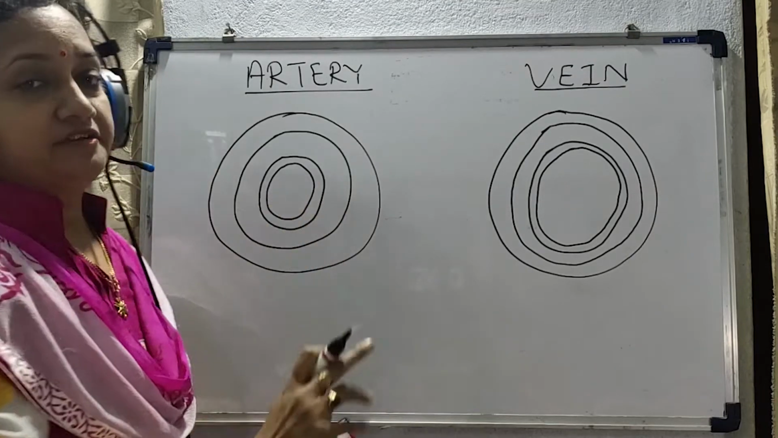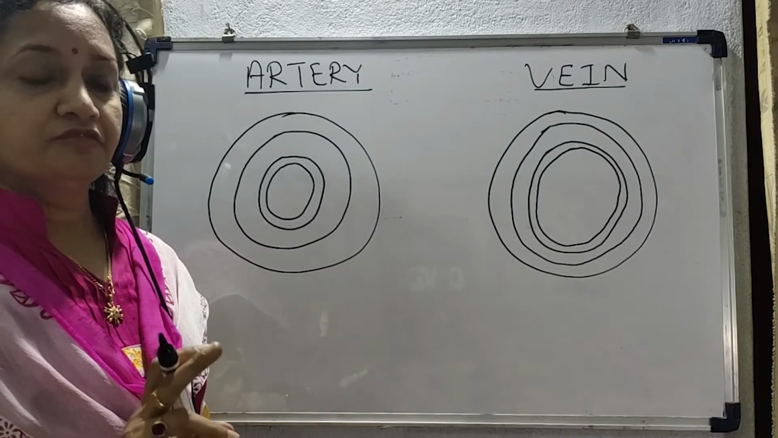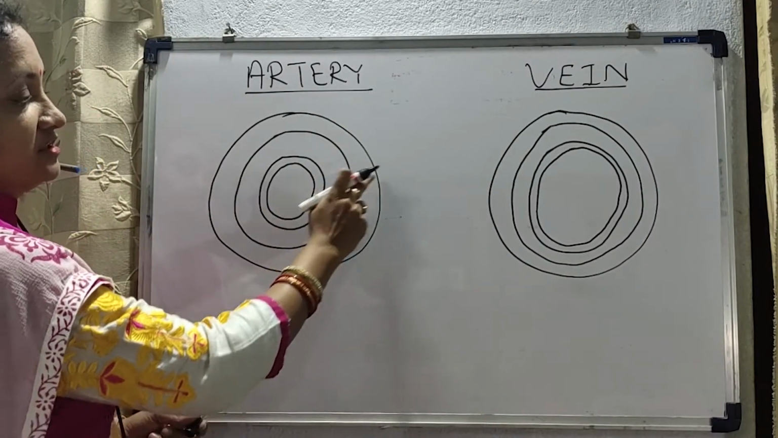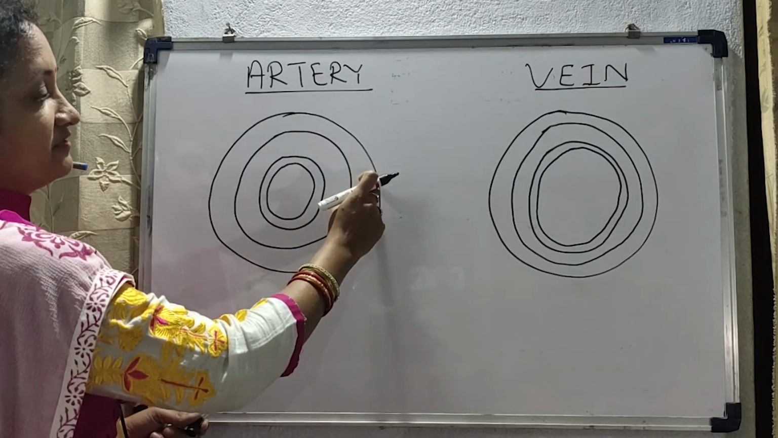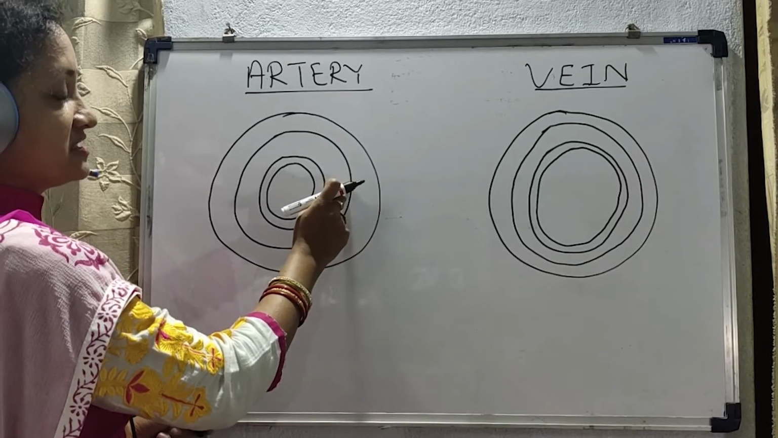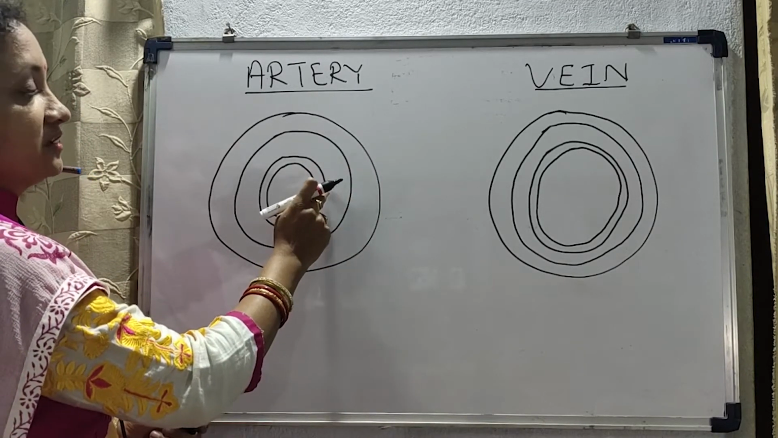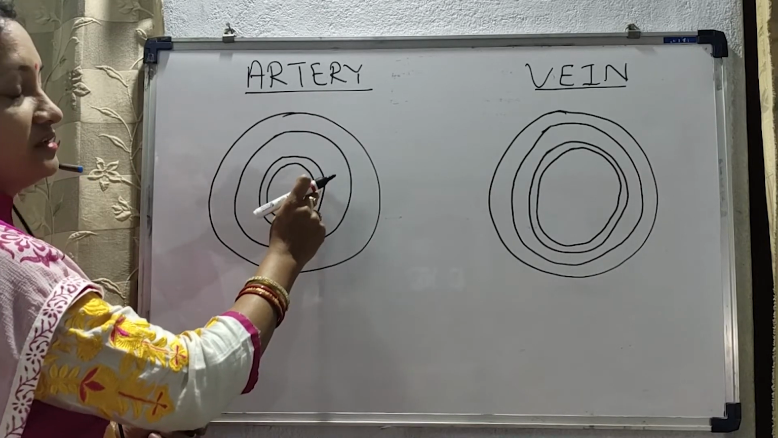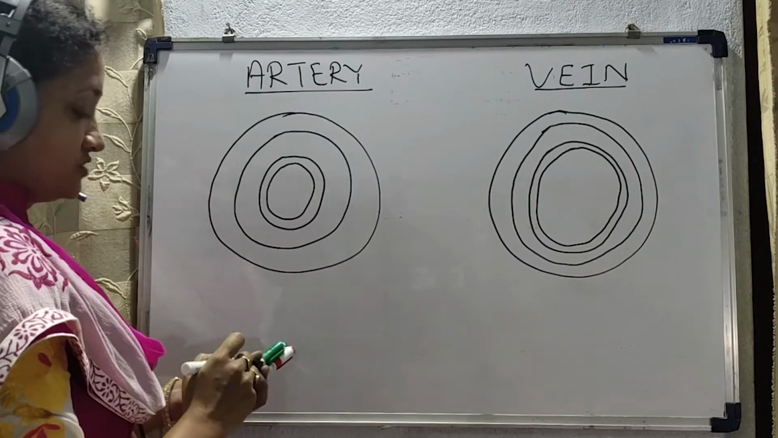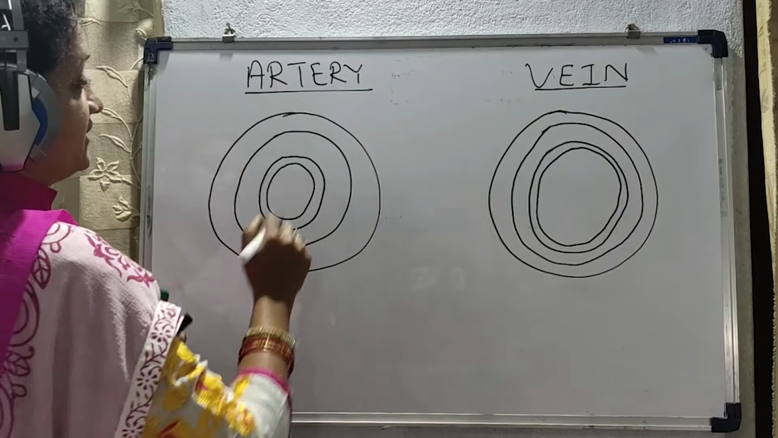We have to indicate three layers. To draw three layers, we have to draw four circles: first, second, third and fourth. These are the four circles. So between the first and second, this is the first layer. Between the second circle and the third circle, this is the second layer. And between the third circle and the fourth circle, this is the third layer. Let us know which tissues are contained in which type of layer.